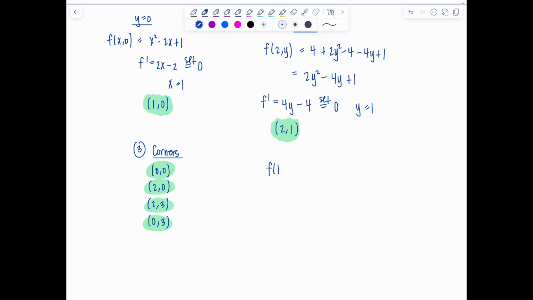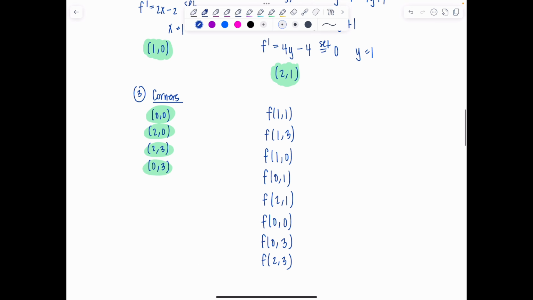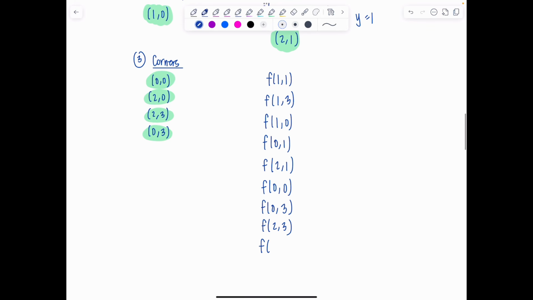f of (1, 1), f of (1, 3), f of (1, 0), f of (0, 1), f of (2, 1), f of (0, 0), f of (0, 3), f of (2, 3), and then f of (2, 0). Okay.